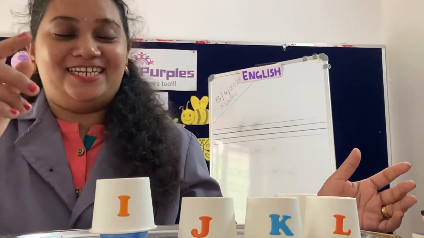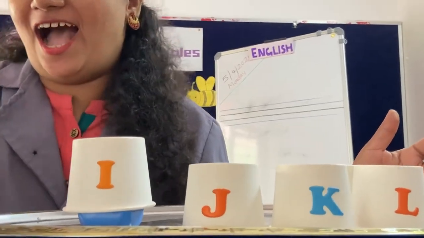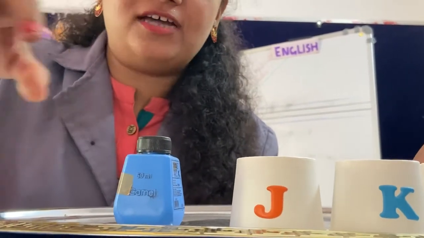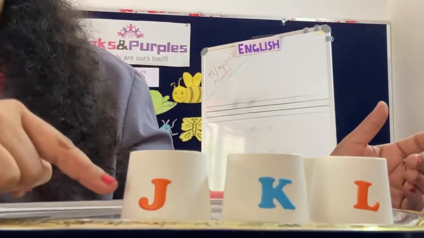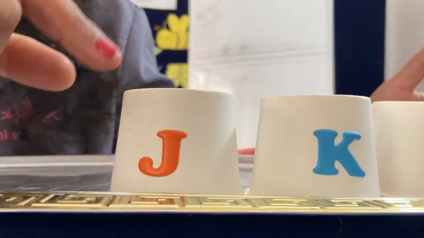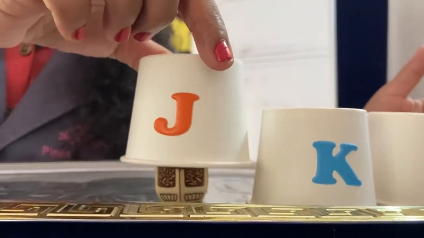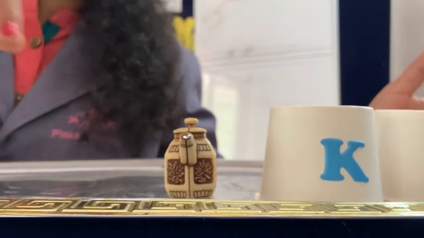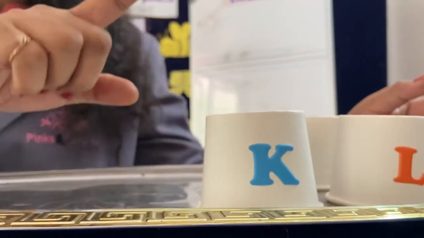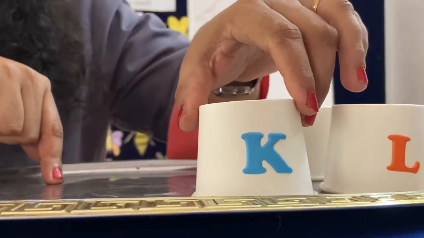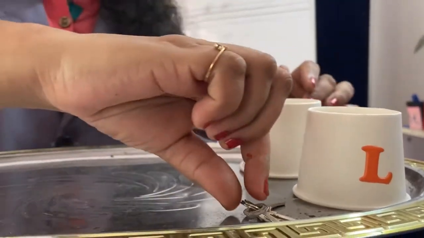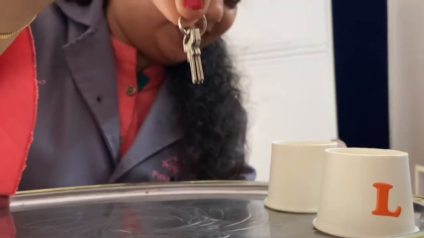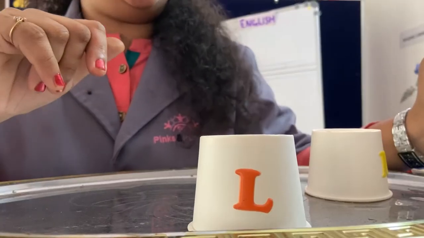My dear children, next is I. I for ink pot. All of you look here. Which letter is this? J. J for jug. After J, which letter will come? Look, my dear children. K. K for key. All of you look here. This letter is L.